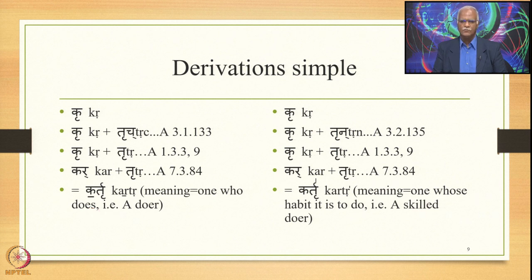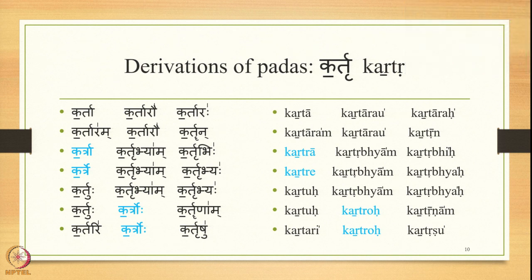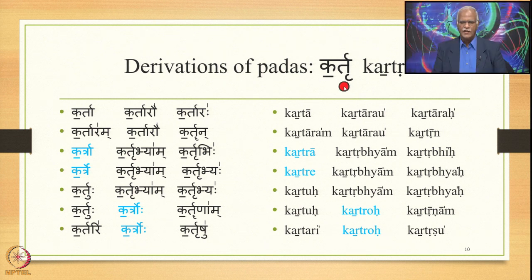It is important to see now, when we add certain suffixes to these two forms, how the other forms are derived. Let us first of all look at the forms derived of the word kartru with the final vowel being udatta, like this. So kartru has got this final vowel udatta. Remember, this is derived by adding the suffix truch, and the meaning of this form is just a doer. So how would the subanta forms of this pratipadika figure? They are stated on this particular slide.